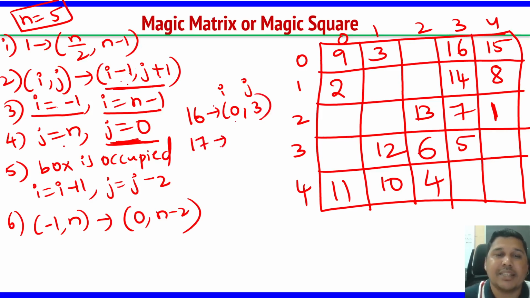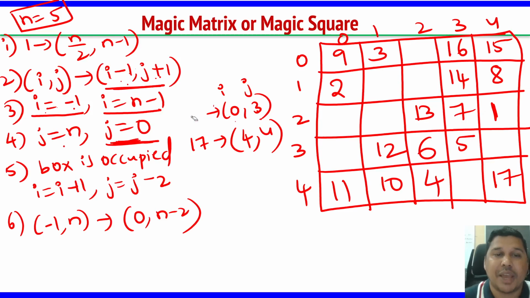Where should I place my 17? When i, j means i minus 1, that is 0 minus 1, minus 1, j plus 1 means 3 plus 1, that is 4. So i is going beyond my boundary. So go to rule number 3, when i becomes minus 1, update it to n minus 1, means 5 minus 1. So 4, 4. So in box 4, 4, place the number 17.